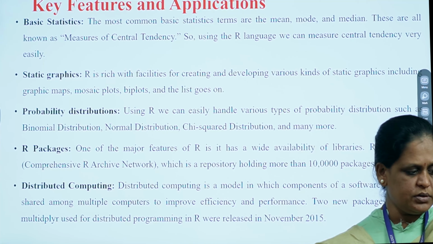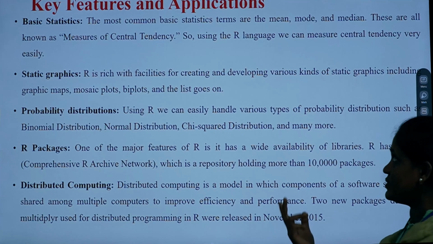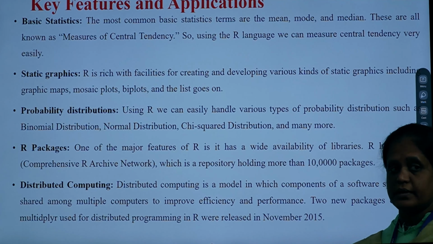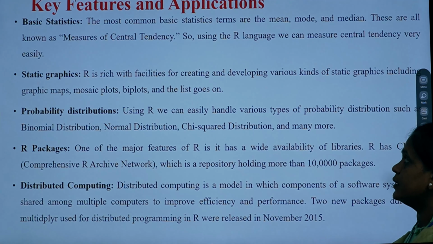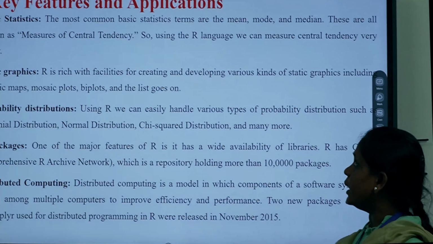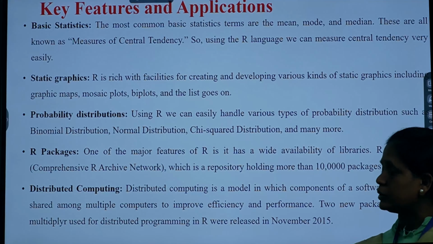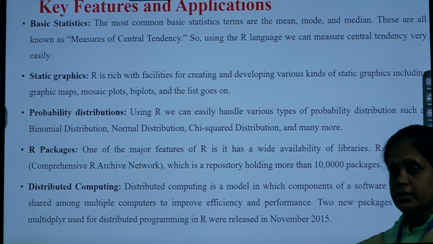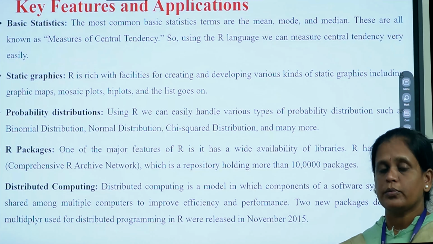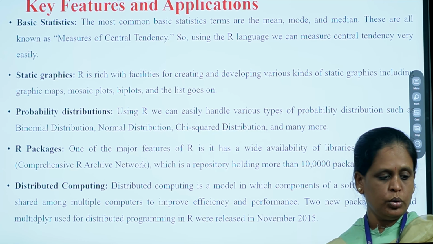So what are the key features of this? Applications of our key features are like basic statistics. It also supports many measures of central tendency. That's the reason we are going for this. And static graphics. So we can create and develop various kinds of static graphics, including plots, biplots, and related vectors. Probability distribution: it also supports binomial distribution, normal distribution, t distribution, and many more.